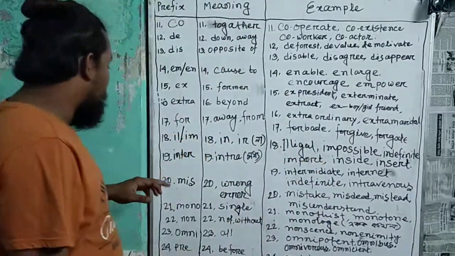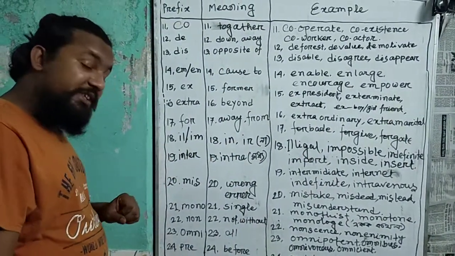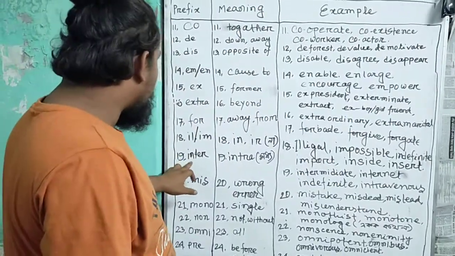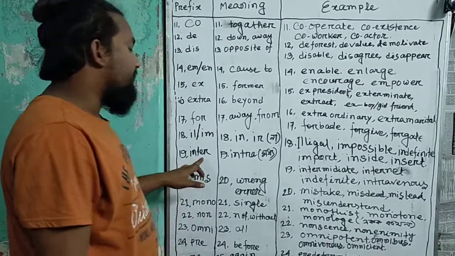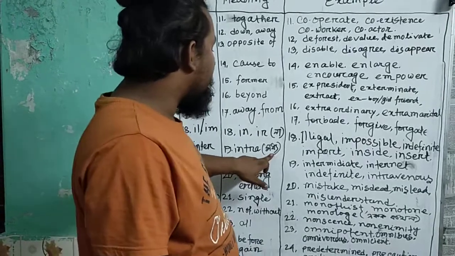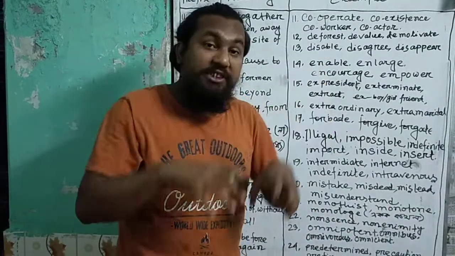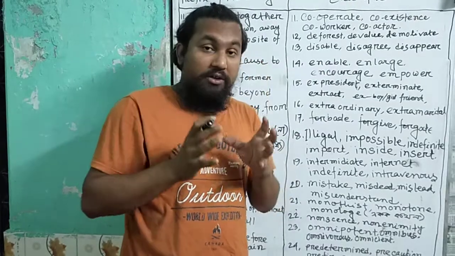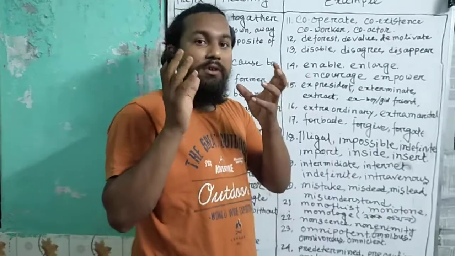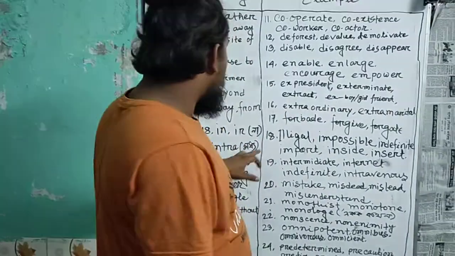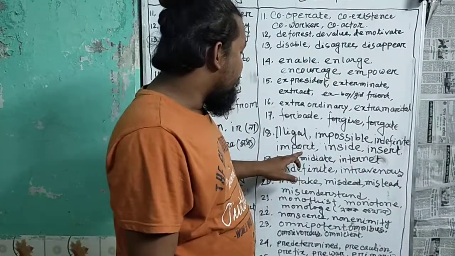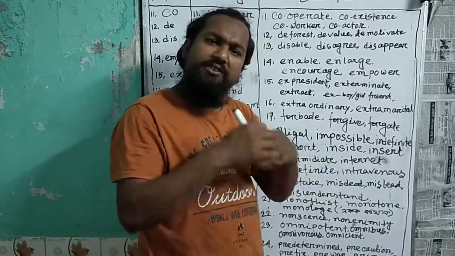On the other hand, you have to understand, or you have to commit to memory, the full chart, and that is number 19. It is inter. Inter means intra, and that is the meaning of the middle position of the word or of the structure. And here the examples are illegal, impossible, indefinite, import, inside, insert, and so on.